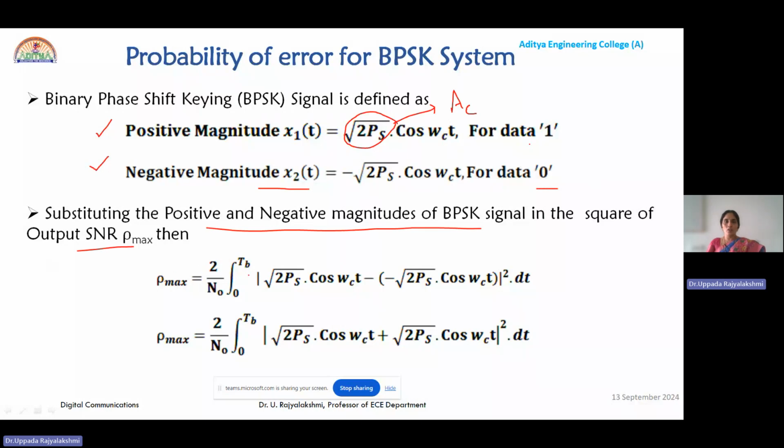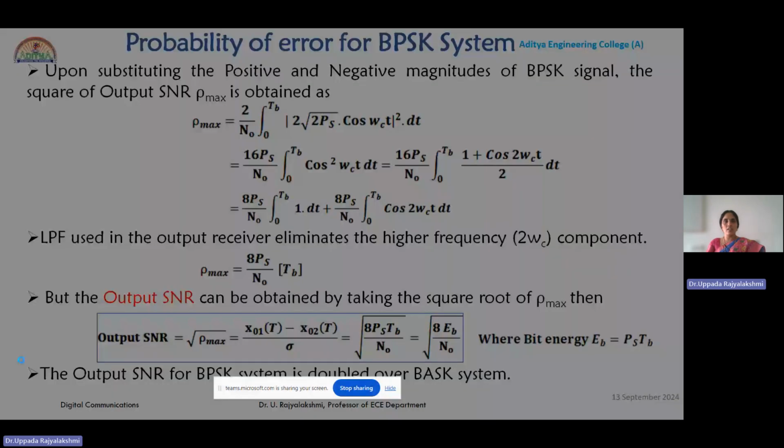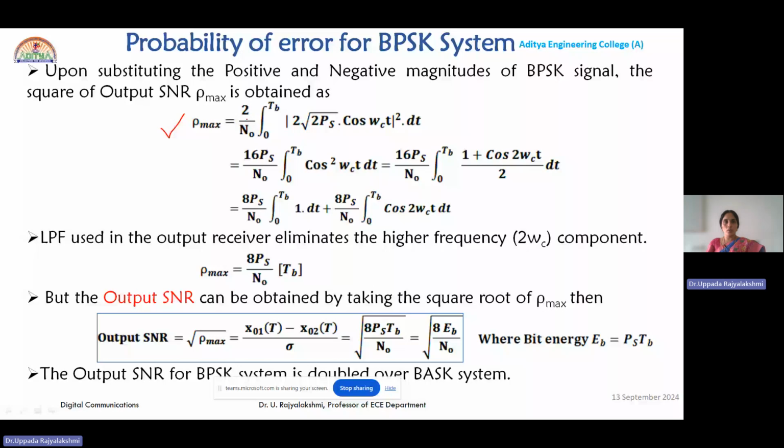So you will have 2 by N naught integral 0 to Tb of root 2 Ps cos omega ct minus of minus. So it will be plus root 2 Ps cos omega ct, whole square. So you will have the same root 2 Ps cos omega ct plus root 2 Ps cos omega ct, that is 2 into root 2 Ps cos omega ct, whole square. And now we can write it as rho max is equal to 2 by N naught integral 0 to Tb of 2 into root 2 Ps cos omega ct, whole square dt.